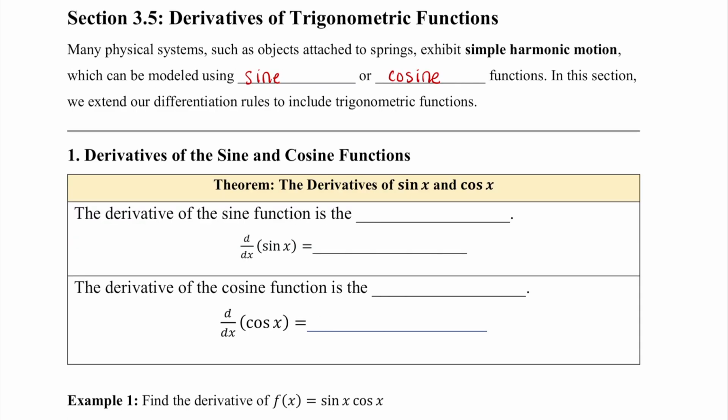Let's start with an important theorem. The derivative of the sine function is the cosine function. So we write d over dx of sine of x equals cosine of x.